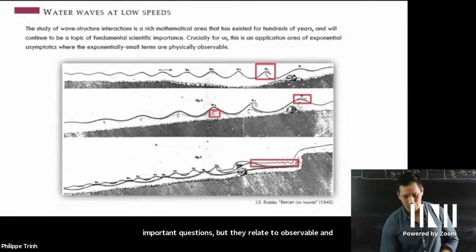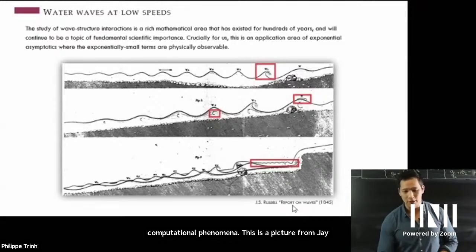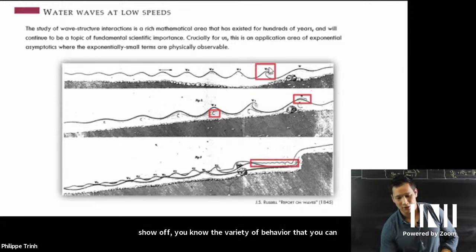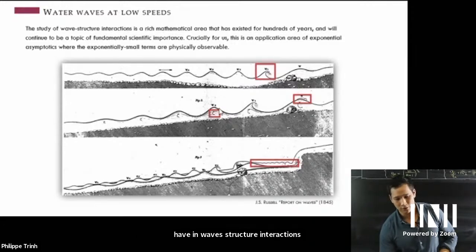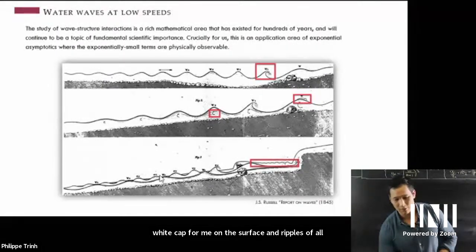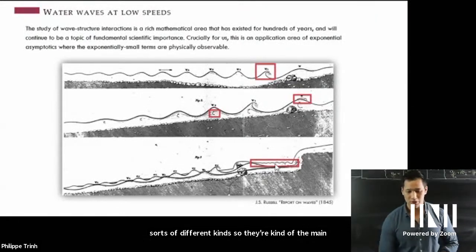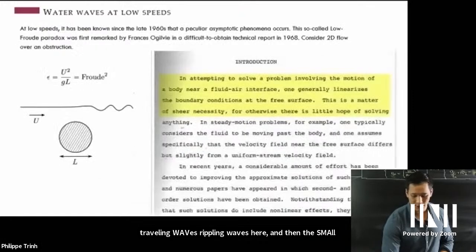This is a picture from J. Scott Russell's famous 1845 report on waves, just to show off the variety of behavior that you can have in wave structure interactions. Everything from overturning waves to vorticity to whitecaps forming on the surface and ripples of all different kinds. So the main traveling waves here, and then the small scale ripples here. So this is something that you hope to explain.